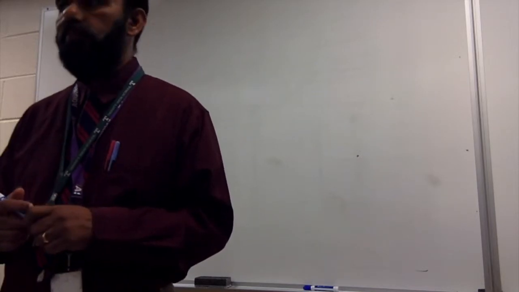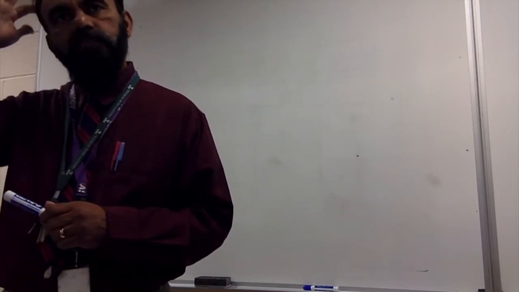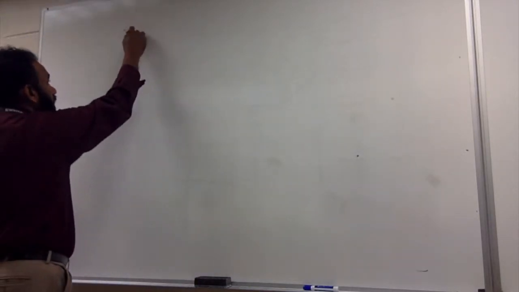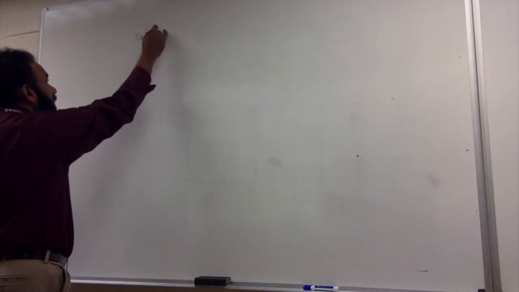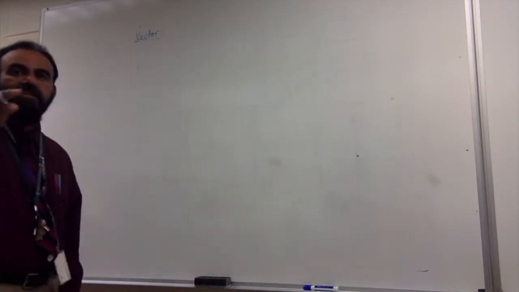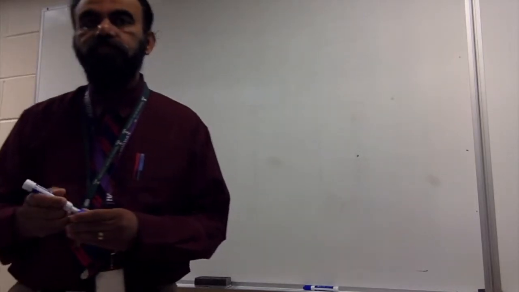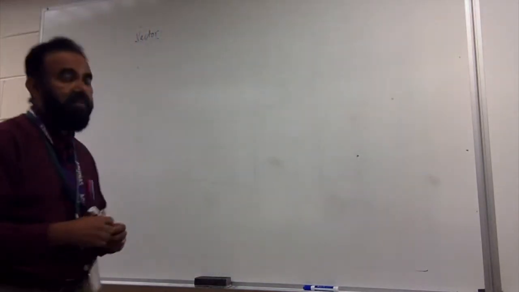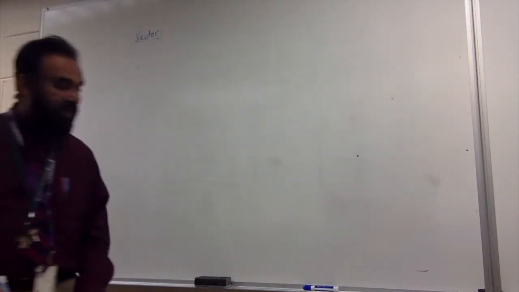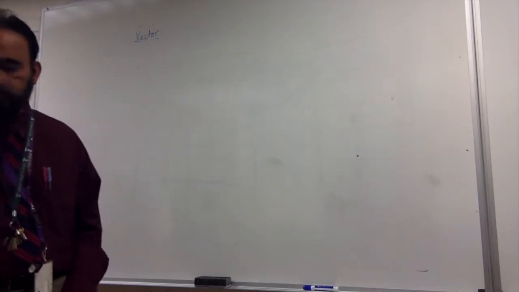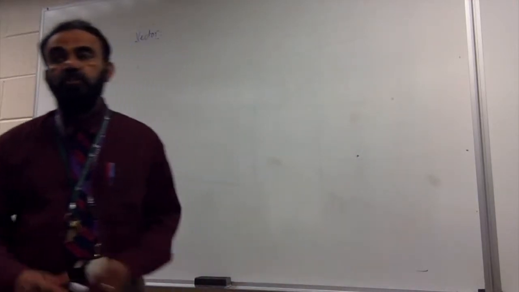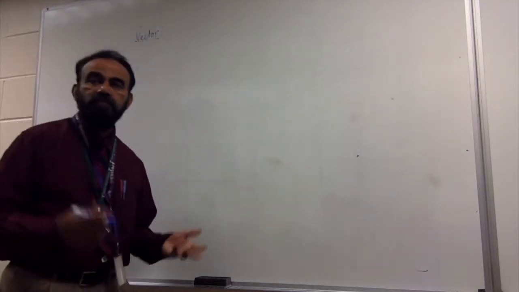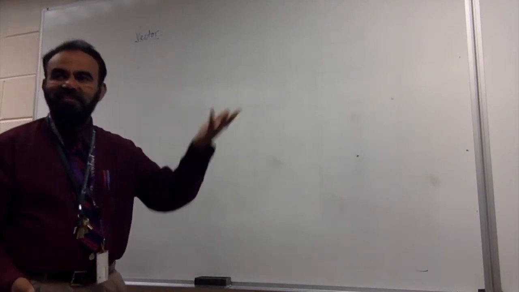What's a vector? It has both magnitude and direction. Very good. So a vector is a quantity that has magnitude and direction. You can write it down. I'm not going to write everything in the book. A vector is a quantity that has magnitude and direction. Magnitude means the size, and direction means which way it's oriented.